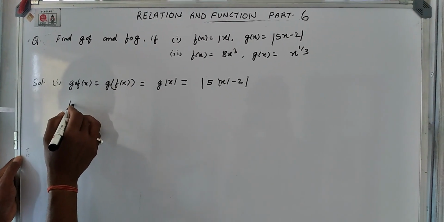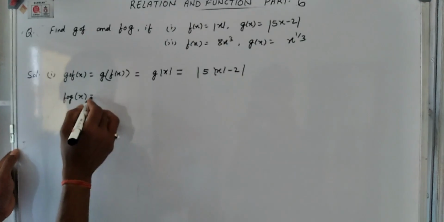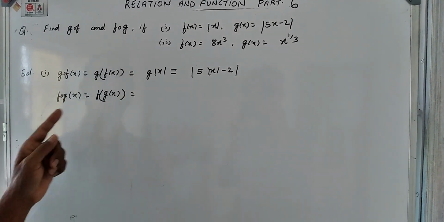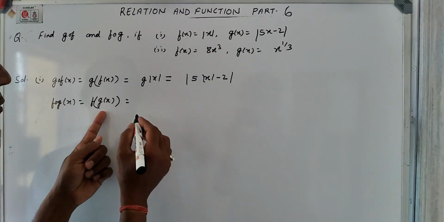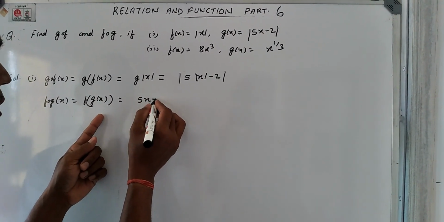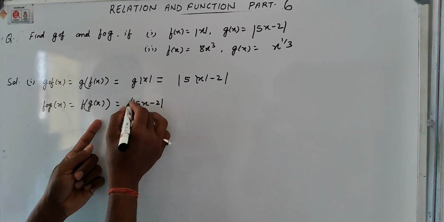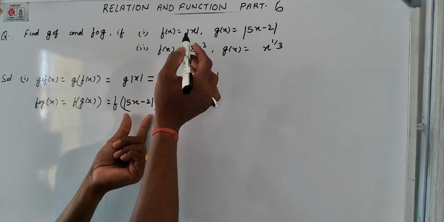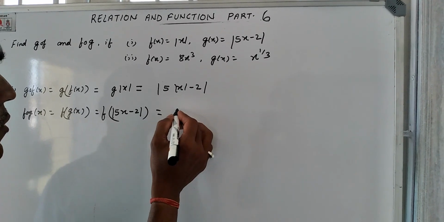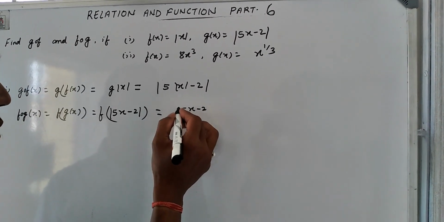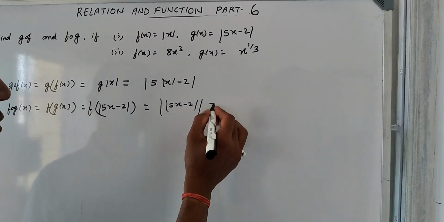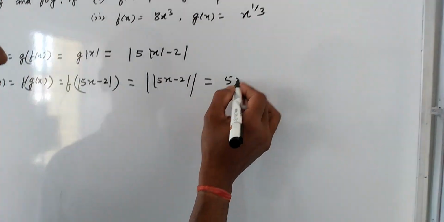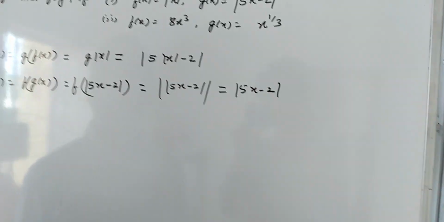Now the f circle g function. So again f(g(x)). So g(x) means 5x minus 2, and the modulus f function. So again you replace x by this, you will get modulus of 5x minus 2. There is no need to put the modulus twice because the meaning is the same, so modulus of 5x minus 2.